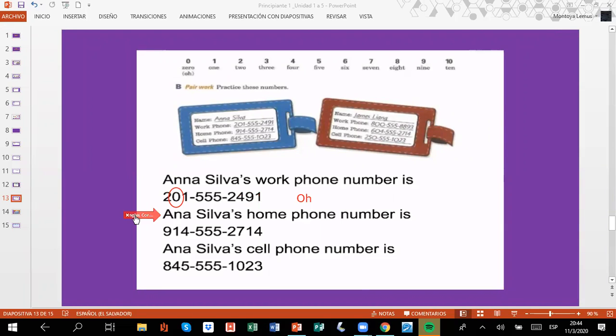Ana Silva's home phone number is 914-555-2714. Ana Silva's cell phone number is 845-555-1023. Okay, esa es la manera común de dar un número de teléfono. ¿Alguna pregunta aquí? Pueden activar su micrófono y preguntar. No.